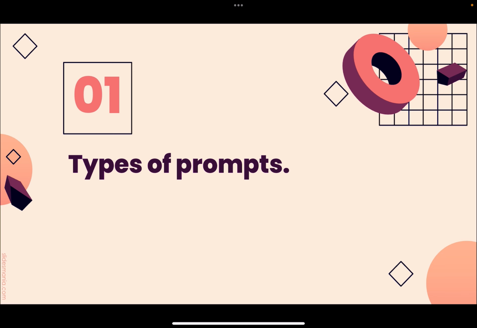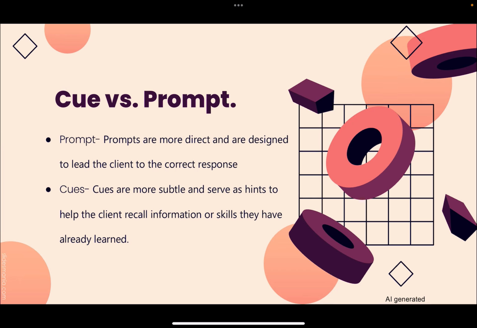So the different types of prompting that we have, we will start with cues versus prompts. So in the state of California, we do not differentiate between cues and prompts, but just so you know, semantically, what are cues versus prompts? Prompts are more direct, designed to lead the client to the correct response, whereas cues are more subtle. These are considered to be hints.